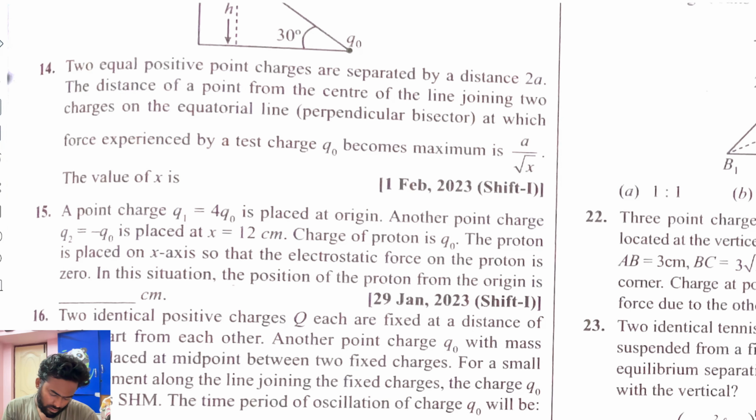Okay. Equal positive point charges are separated by a distance 2a. We have equal positive point charges, and we need the distance of a point from the center of the line joining the two charges, on the equatorial line, the perpendicular bisector, at which force experienced by a test charge becomes maximum.